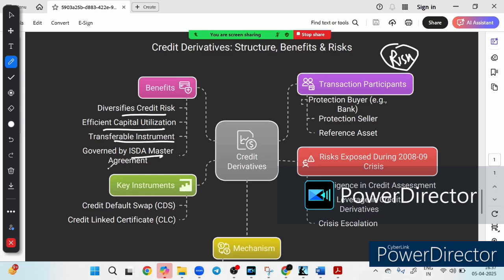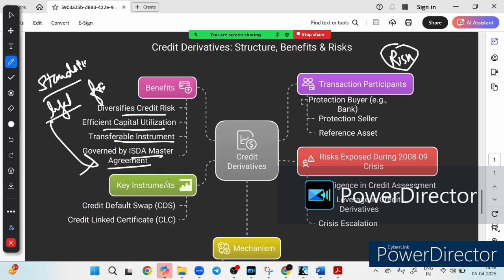The fourth is governed by ISDA master agreement. ISDA? International Swaps and Derivatives Association. So basically it is ensured that standardization and legal framework. This ISDA master agreement ensures two things: standardization, and the second thing is legal framework. These things are ensured by this ISDA. So these are the specific benefits of this credit derivative.